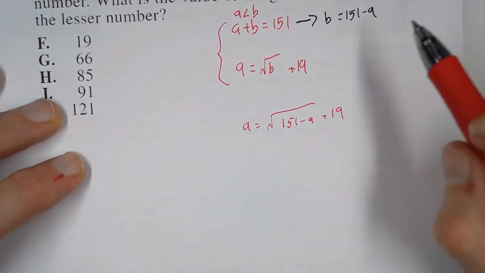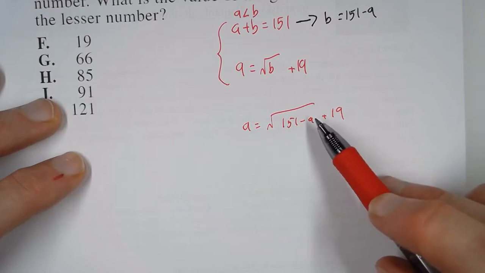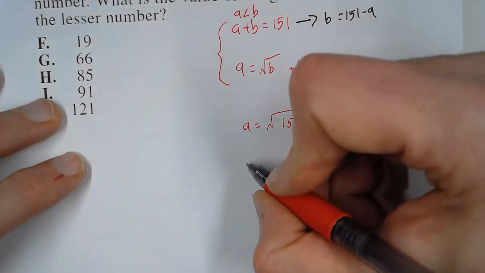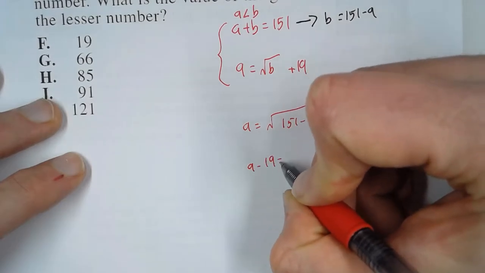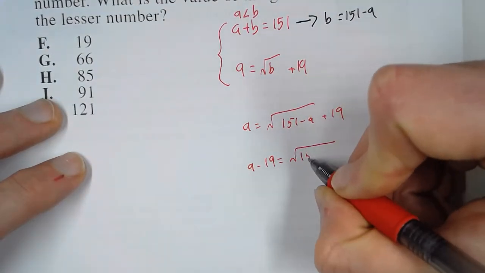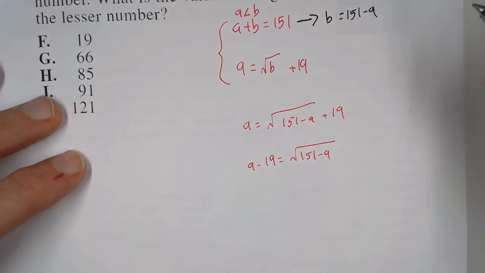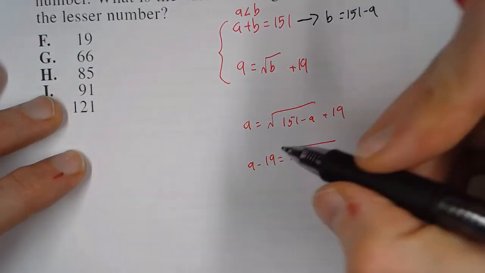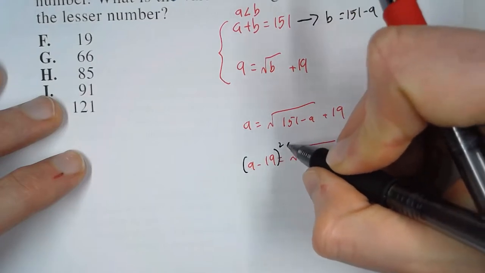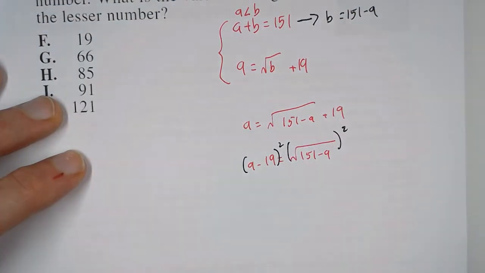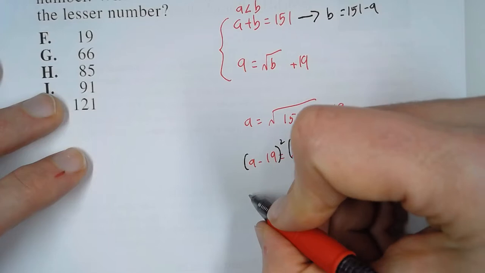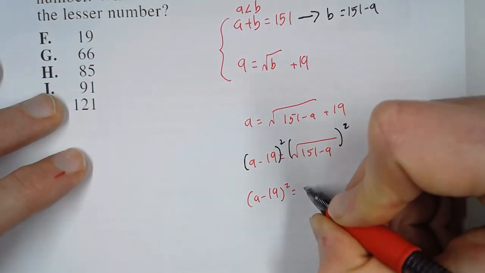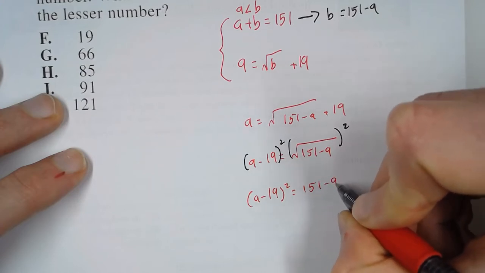So now, to solve for a, we've got this square root. How do we deal with that? First, we'll move the 19 over. So a minus 19 equals the square root of 151 minus a. So now to get rid of the square root, I square both sides. Now remember, when you square both sides, you are squaring a quantity. So we have a minus 19 squared equals 151 minus a.